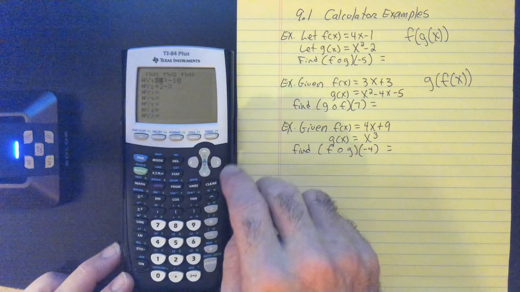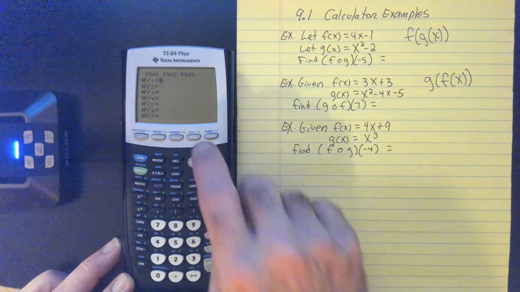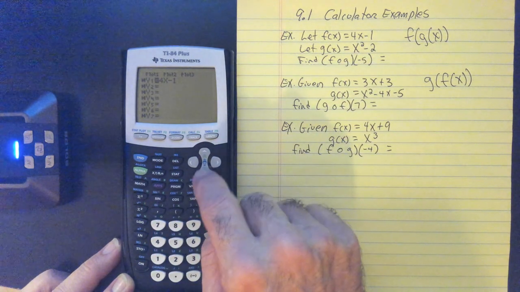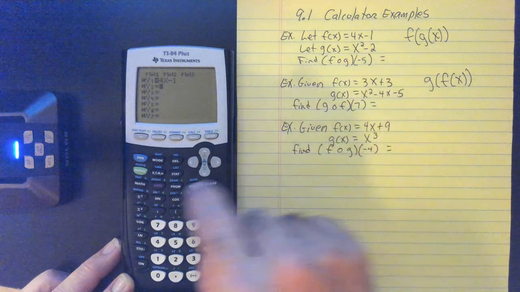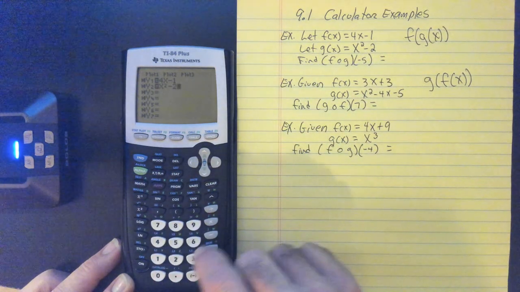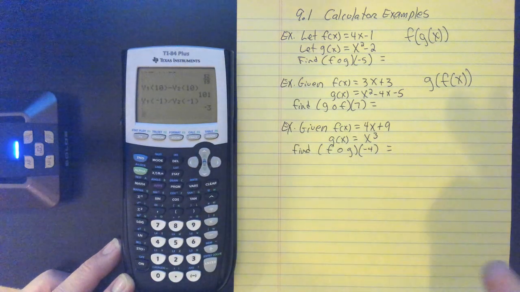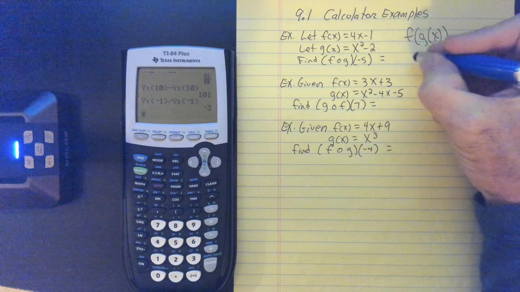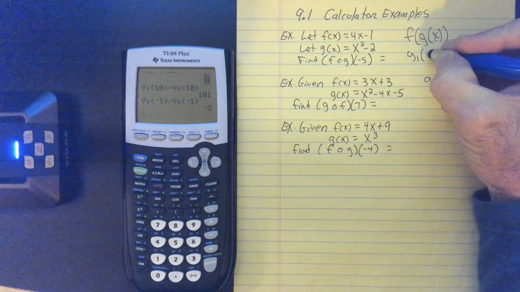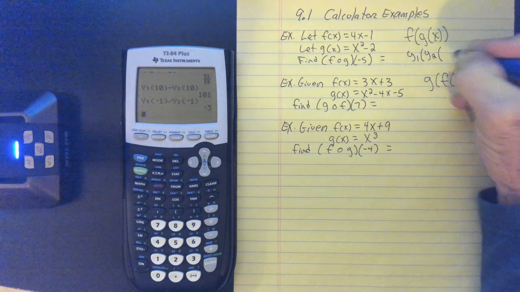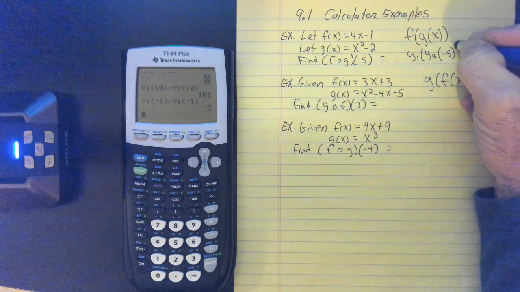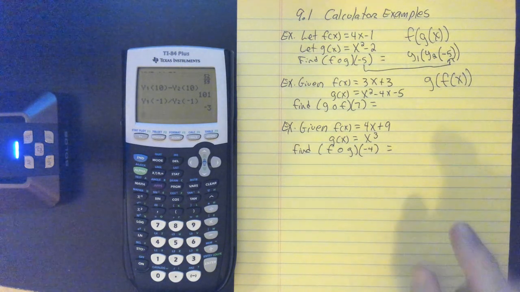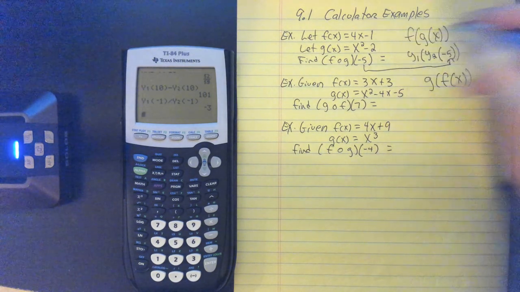Alright, so let's go. Y equals, let's clear out them screens. Go back to y1, put in 4x minus 1. Go to y2, put in x squared minus 2. Alright, I'm going to quit that screen, because I'm going to do my y1 and y2 again. Now since this is f of g of x, I'm going to put in y1 parentheses of y2 of negative 5, and then close both parentheses, because that's the value they want me to evaluate. So let's get that in there and see what that's going to give us.